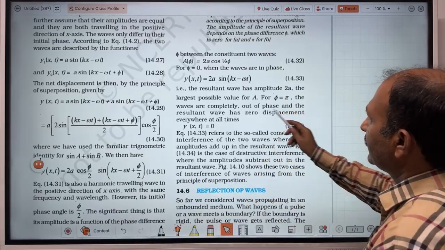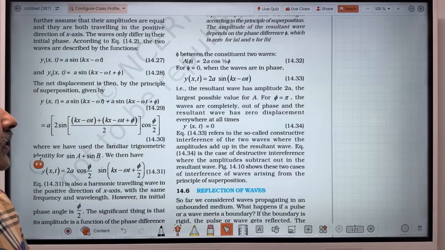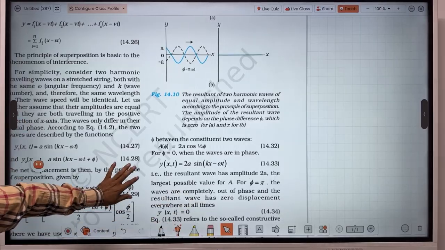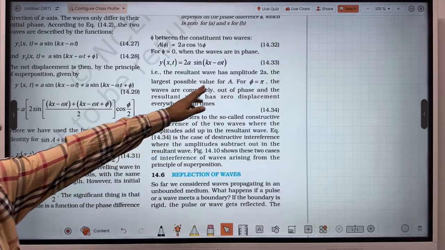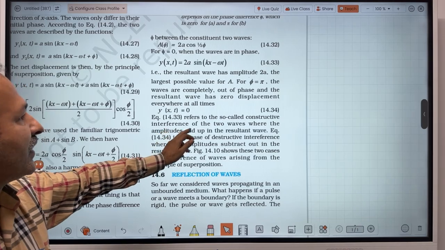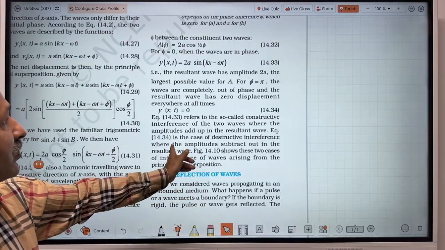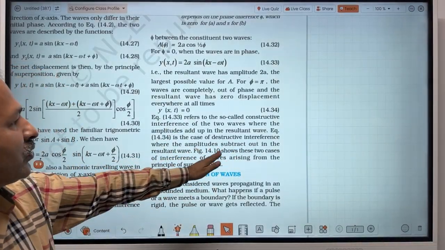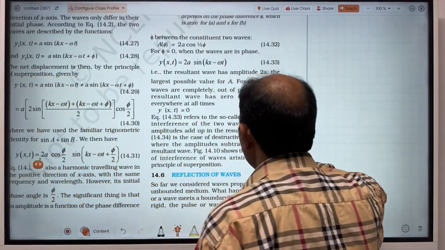For phi equal to pi, the waves are completely out of phase and the resultant wave has zero displacement everywhere at all times. As you can observe from here, the net effect will get cancelled. Now, this equation 14.33 refers to the so-called constructive interference of the two waves, where the amplitudes add up in the resulting wave, and just the opposite will also happen. In this case, this is destructive interference, where the amplitude subtracts out in the resultant wave, right? So this is the basic point.